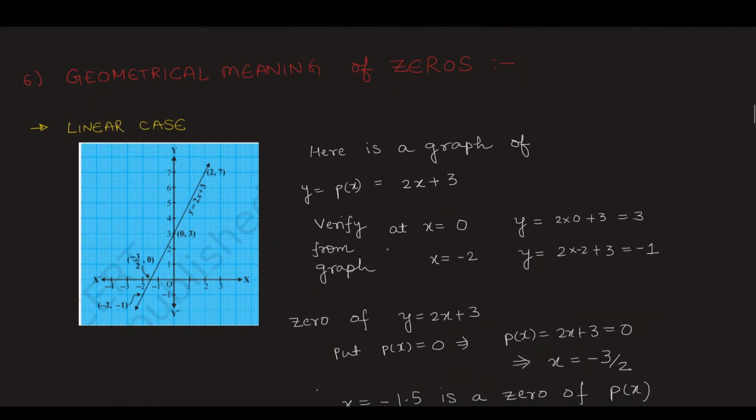Okay, then we would be learning about the geometrical meaning of zeros. Earlier we have seen what a zero is, not exactly how to calculate, but what's a zero. Now we'll look at it in a geometrical way. So here is the graph of 2x plus 3. This is the graph of 2x plus 3.